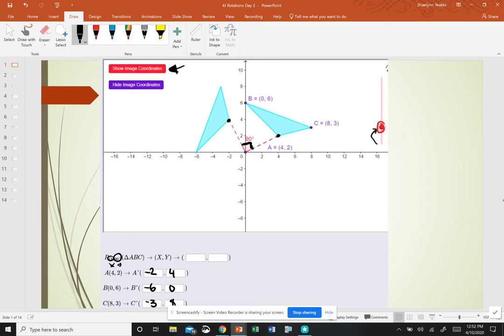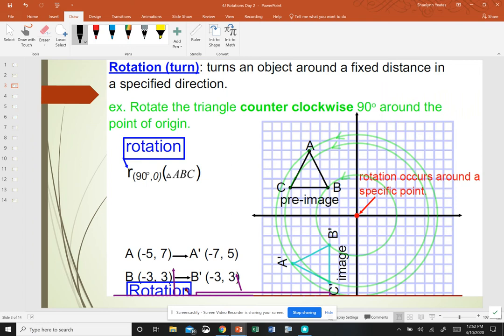So I'm seeing a pattern. I'm seeing Y go from a positive number to a negative number, but now it's in the X spot. And I'm seeing X go from a positive number and stay positive, but now it's in the Y spot. Okay, does that make sense? The X and Y switch spots and the Y changes signs. Okay, let's see what happens. So this is what's happening in rotation. We're rotating around a specific point and we're rotating on this circle.